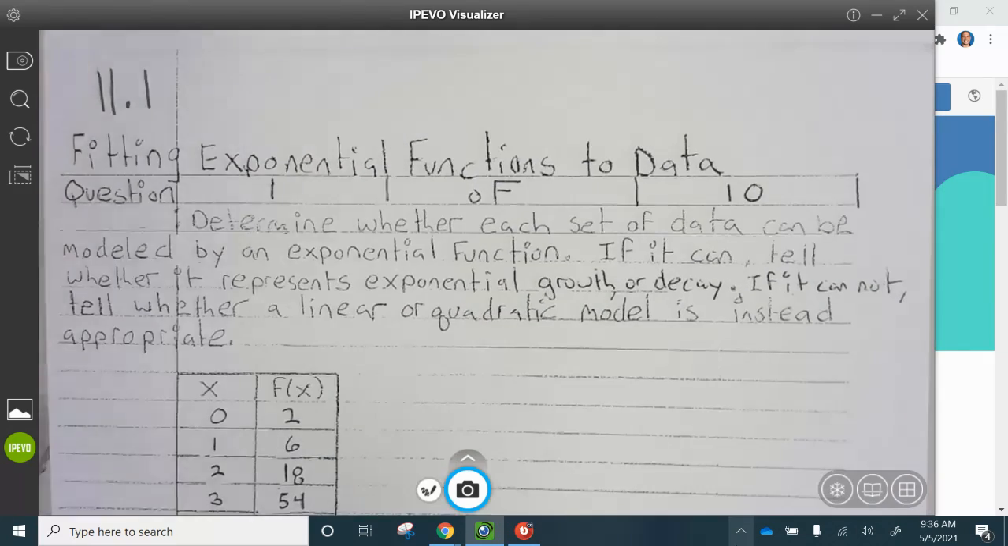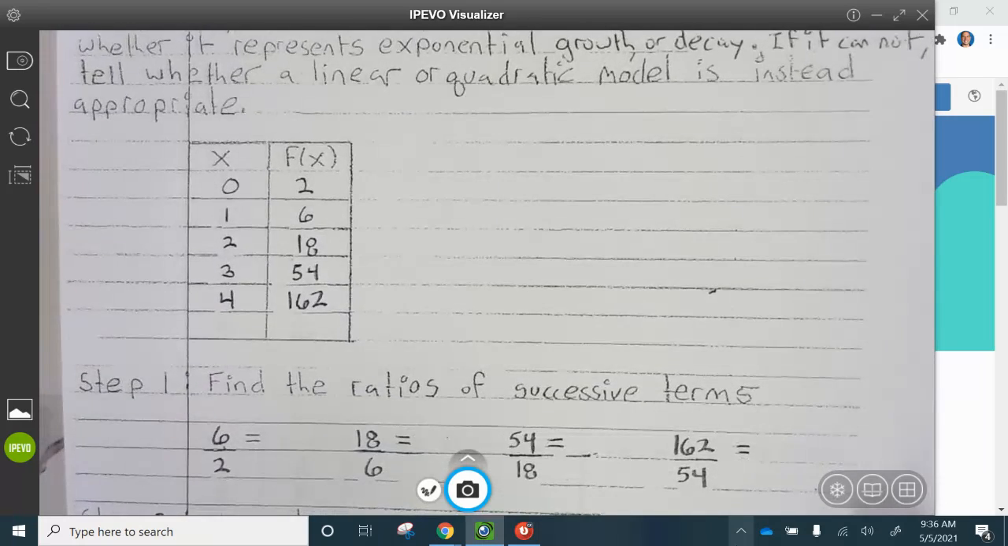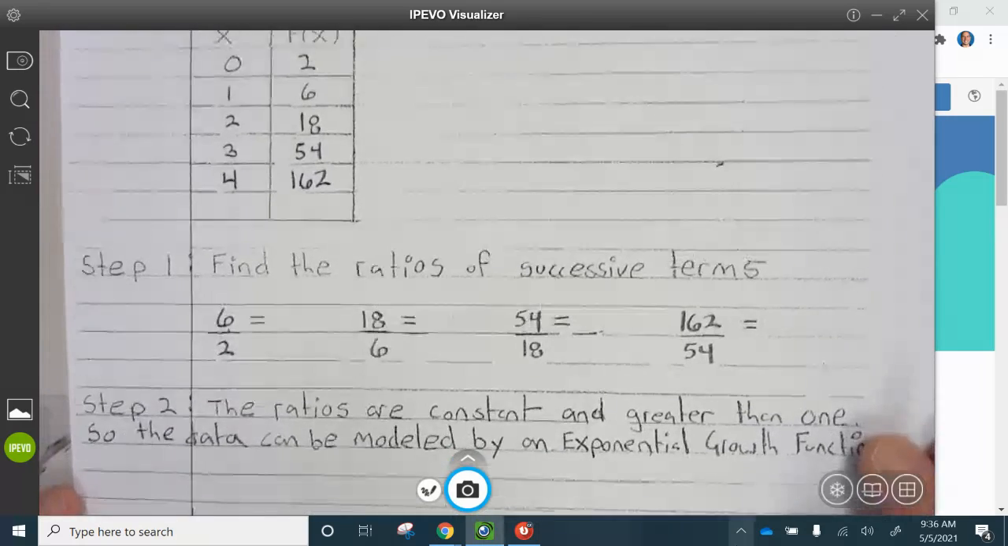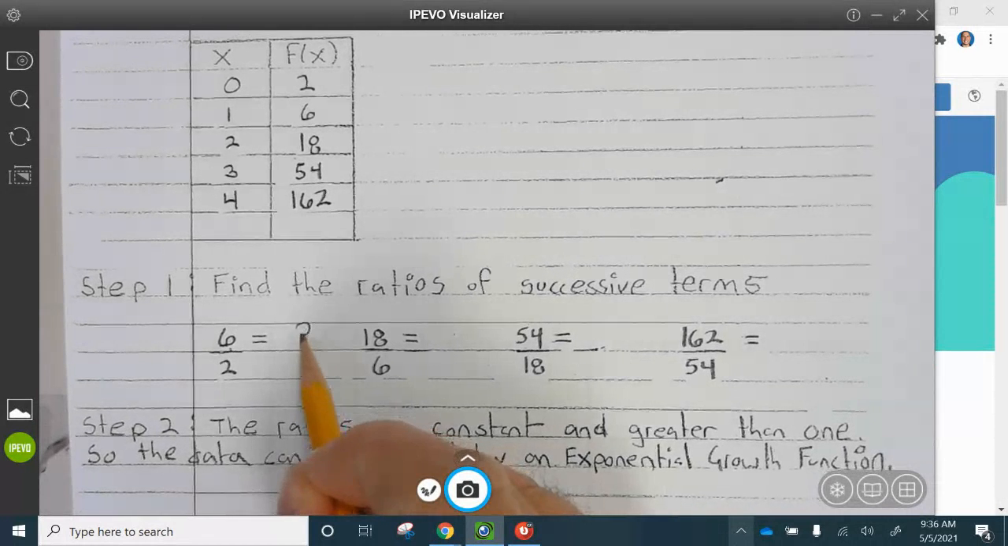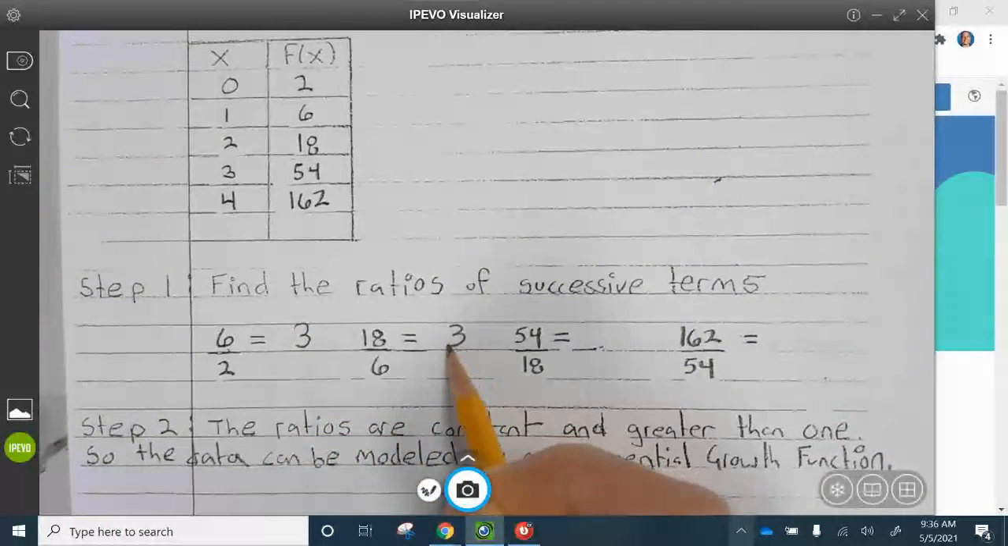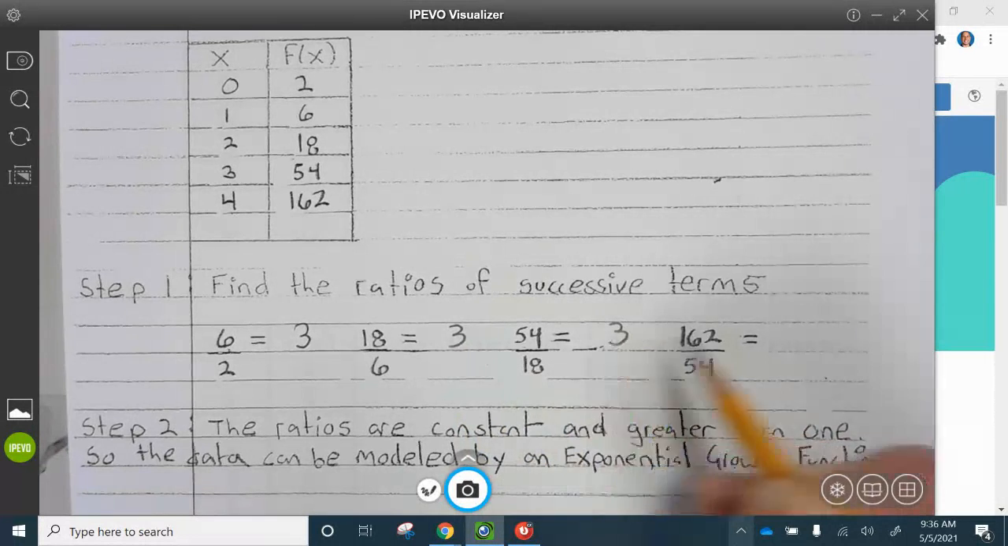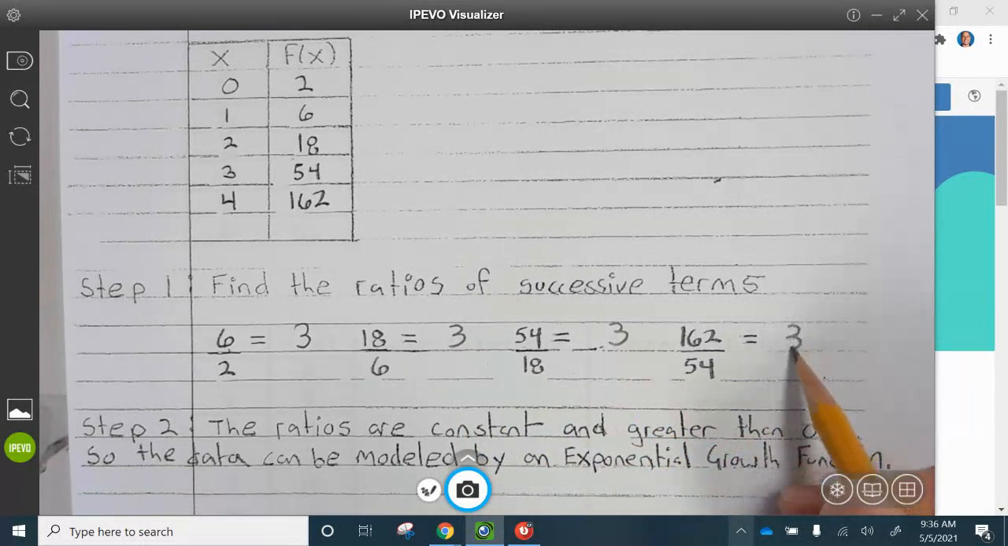All right, so there's our table. Step 1. Find the ratios of successive terms. So 6 divided by 2 is 3. 18 divided by 6 is 3. 54 divided by 18 is 3. 162 divided by 54 is 3.